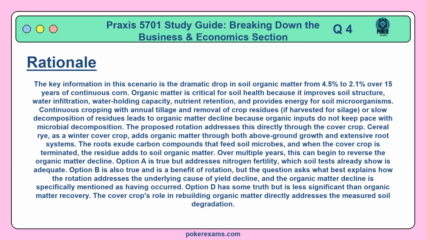Option A is true but addresses nitrogen fertility, which soil tests already show is adequate. Option B is also true and is a benefit of rotation, but the question asks what best explains how the rotation addresses the underlying cause of yield decline, and the organic matter decline is specifically mentioned as having occurred. Option D has some truth, but is less significant than organic matter recovery. The cover crop's role in rebuilding organic matter directly addresses the measured soil degradation.